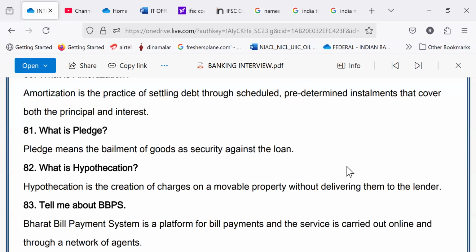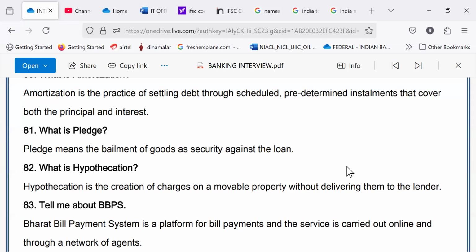Okay. Next, what is pledge? Pledge means the bailment of goods as security against the loan. What is hypothecation? Hypothecation is a creation of charge on a movable property without delivering them to the lender.